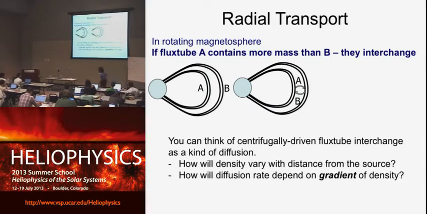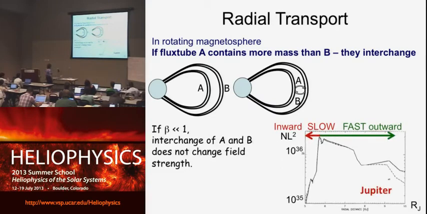The other point to think about is the fact that if you have a source of plasma, say here at Io, because the centrifugal potential has a direction, just as gravity has a direction, there'll be much more rapid outward transfer of material than the inward transfer of material. And so you'll end up with material moving outwards through the system much more quickly than it moves inwards through this flux tube interchange process.